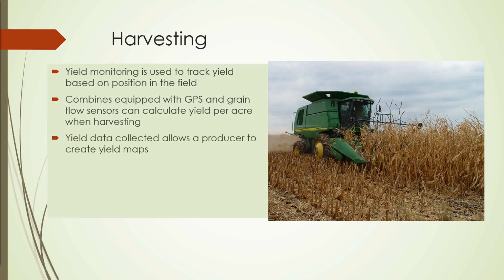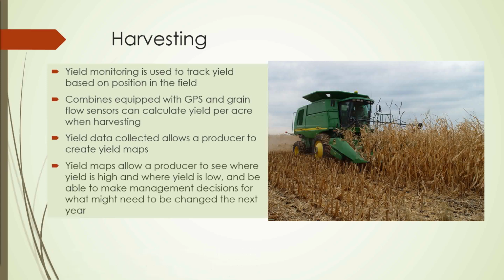Like soil sampling and remote sensing, yield monitoring will be a chapter all itself. But to get into it a little bit here, yield monitoring is used to track yield based on position in the field. Combines equipped with GPS and grain flow sensors can calculate yield per acre when harvesting. Yield data collected allows a producer to create yield maps. Yield maps allow a producer to see where yield is high and where yield is low, and be able to make management decisions for what might need to be changed next year.